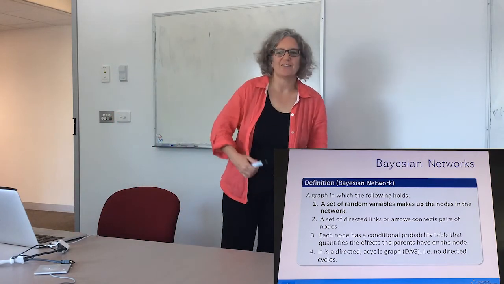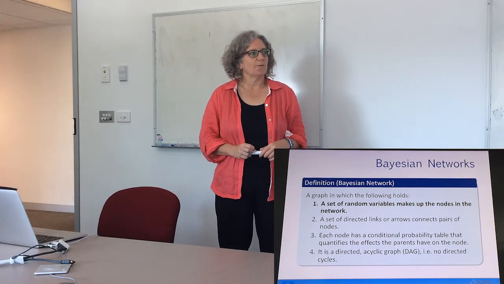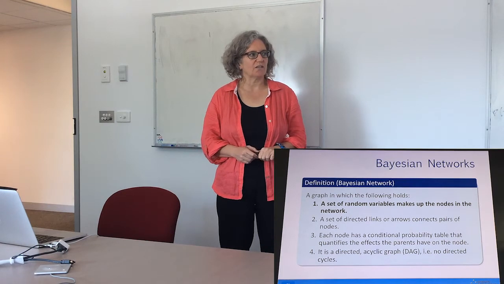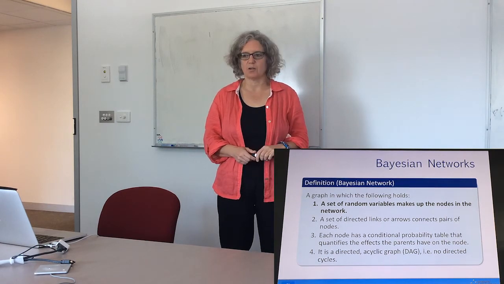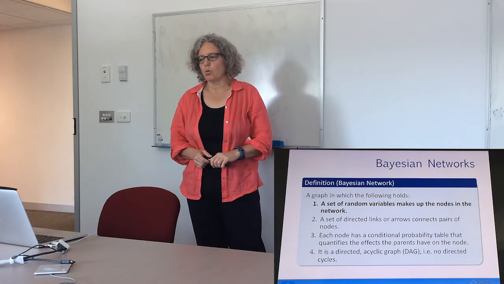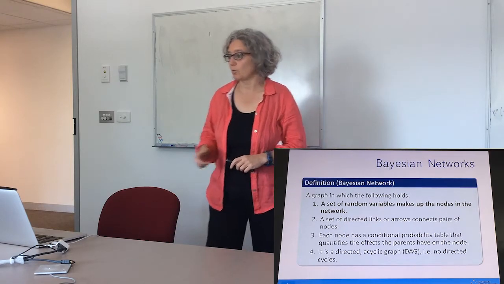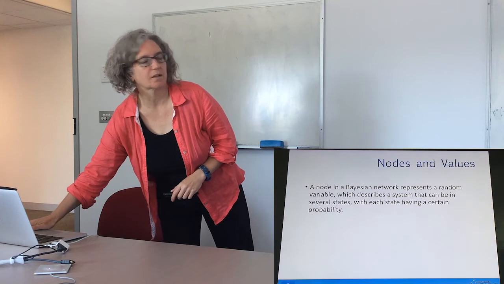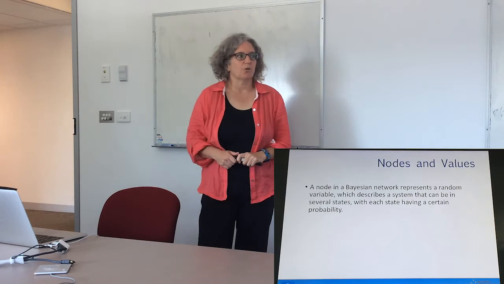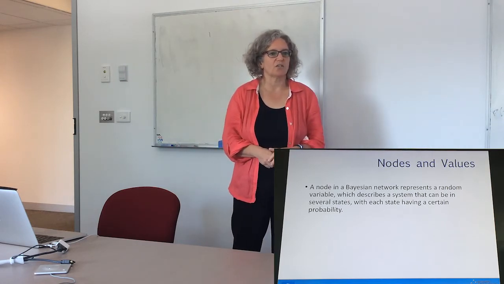Okay, so the exercise is that we're going to go through building a Bayes net to capture that scenario. So the first step, and part of the first definition of the Bayesian network, is that we say that we've got these random variables that make up nodes in the network. So the step there is to say, well, what are the key variables in the system that we want to include in our model? What are the candidates for them? It's basically a node represents a random variable which describes a system as being in several states with each state having a certain probability.